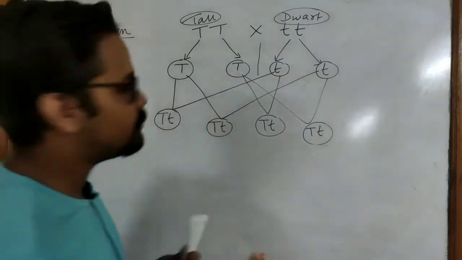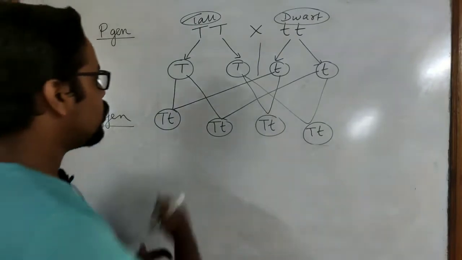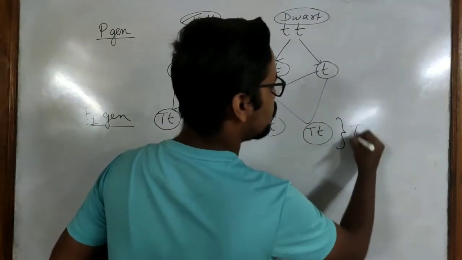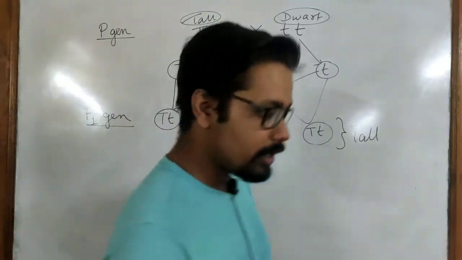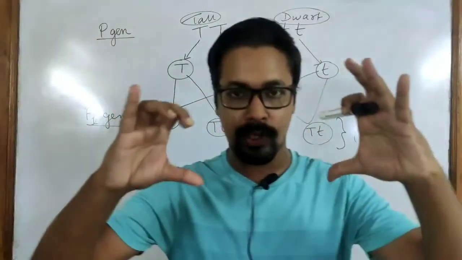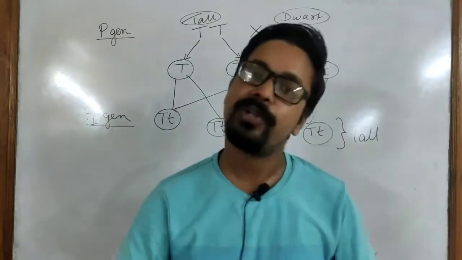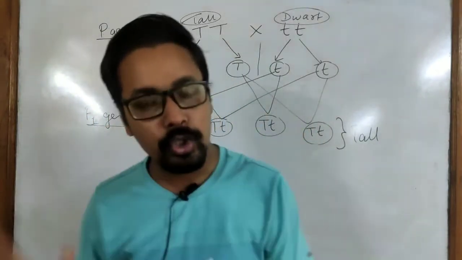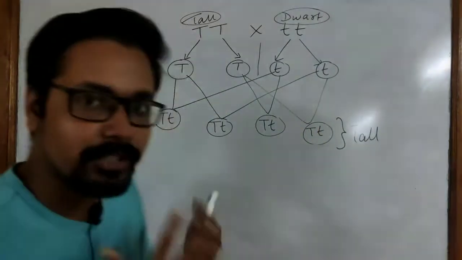Now what was observed? He took one tall, one dwarf, and after the first cross, all these plants showed tallness. All these plants were tall. So basically he took one tall plant, he took one short plant, he tried to pollinate them, and he got offspring. That offspring was tall. There were no short plants, and there were no medium-heighted plants. Now what does this actually signify?